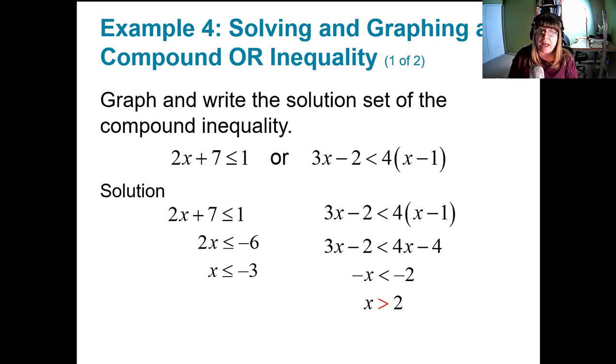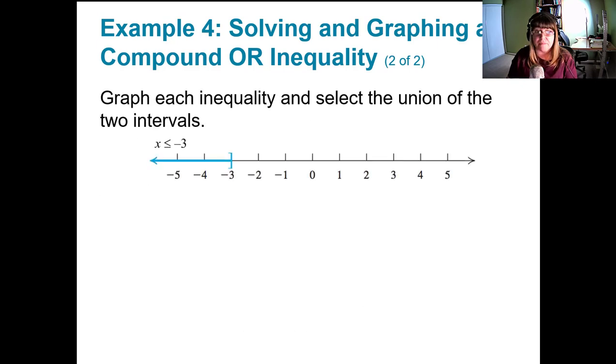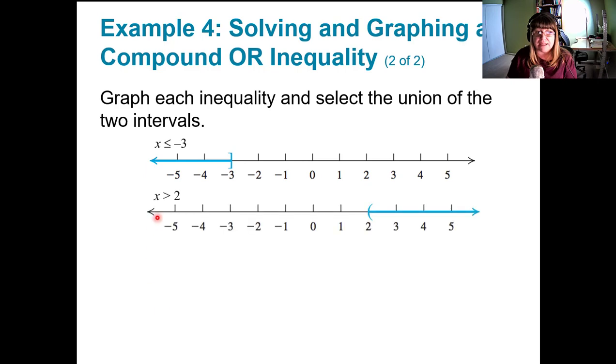Now it's time to graph our solution. We have one that x is less than or equal to -3, so our line will be going to the left. And for this solution, our line is pointing to the right, and that's perfectly fine with an OR. So x is less than or equal to -3. We have a bracket, and our arrow goes to the left. For x is greater than 2, it's a parenthesis, and our arrow goes to the right. And in essence, if I put the first graph on top of the second graph, that will be my solution to my full OR inequality.